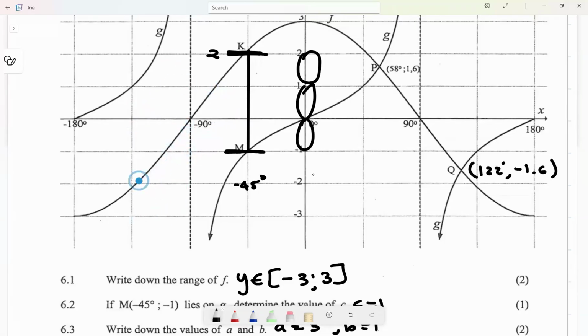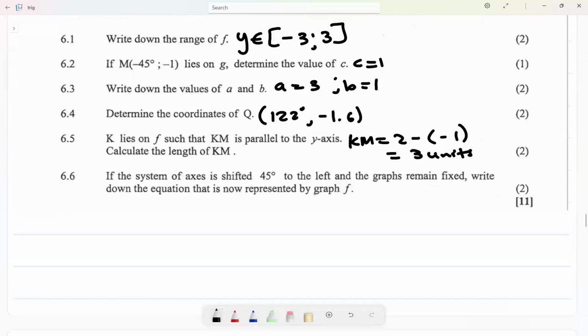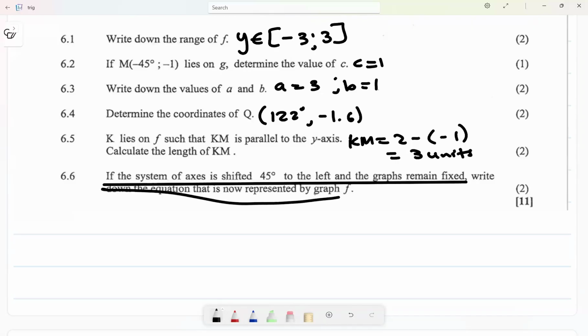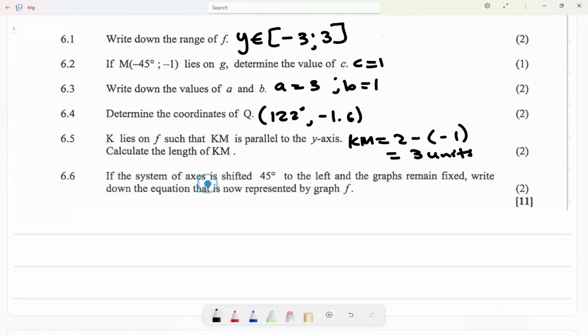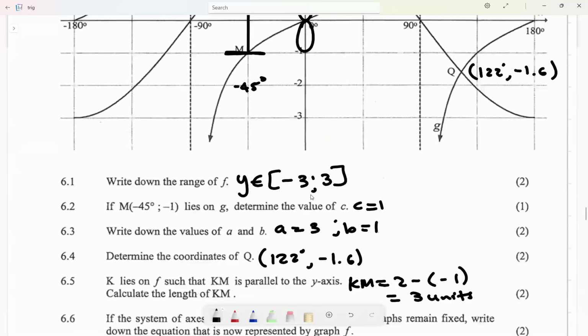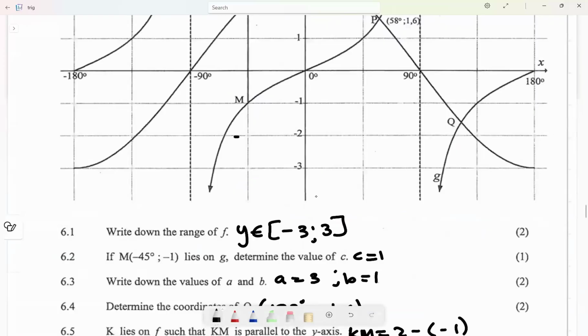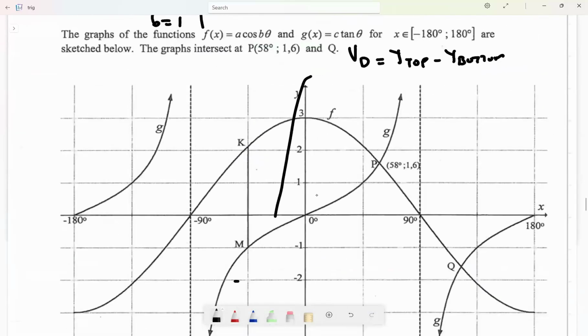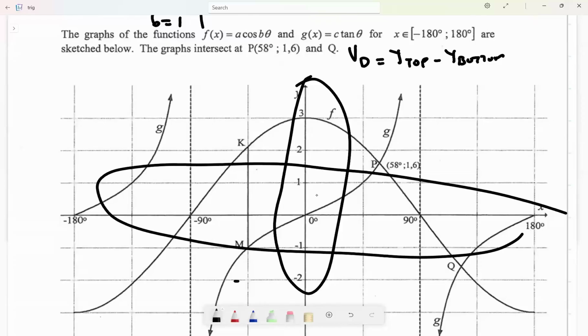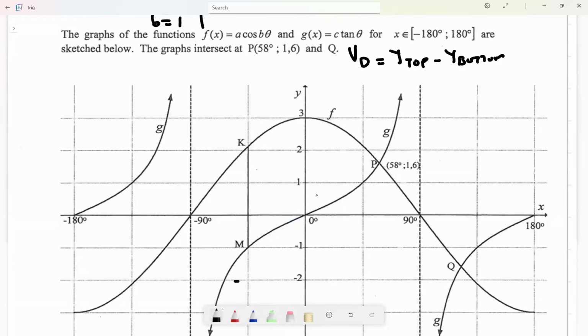Hope that's understood. And then the last question, it says, if the system of axes is shifted 45 units to the left and the graph remains fixed, write down the equation that is now represented by the graph of f. Okay, if the system of axes is shifted 45 units to the left, if this axis were to be shifted 45 units towards the left.